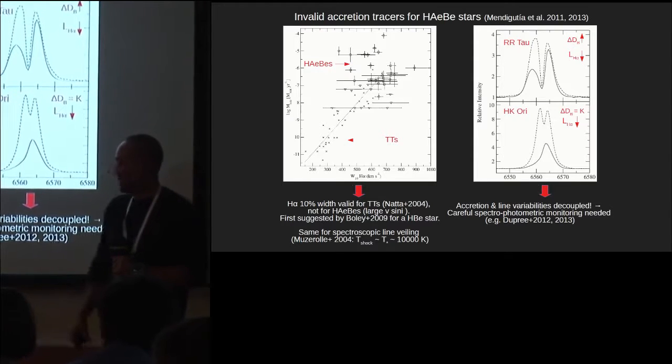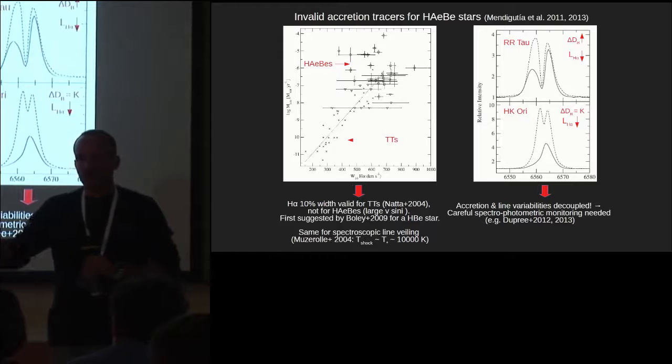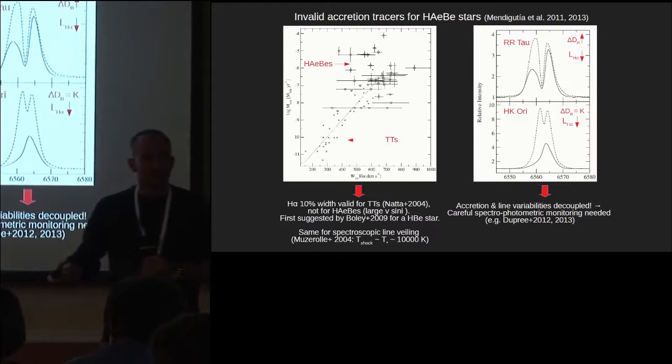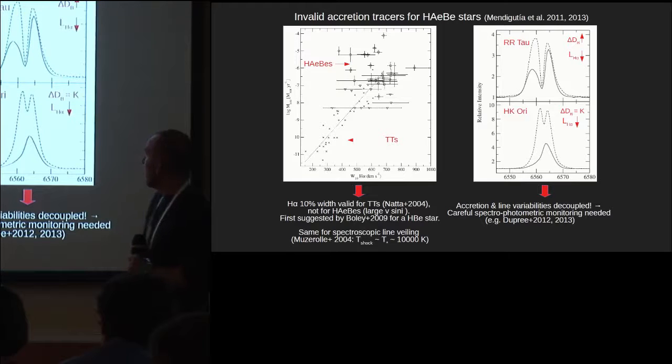As Muzerolle et al. explained, the reason is that the temperature of the accretion shocks is very similar to the temperature of the stellar surface. So this contrast effect is not observed in the Herbig Ae stars.